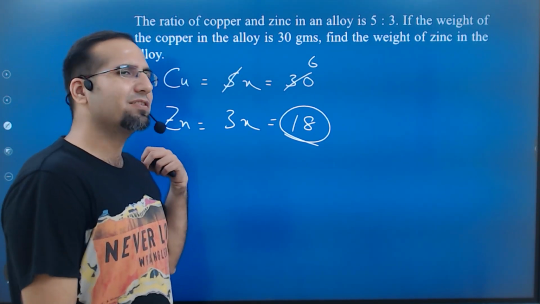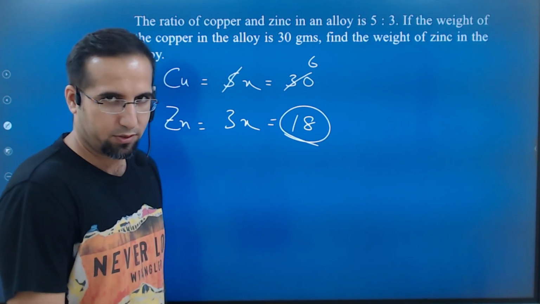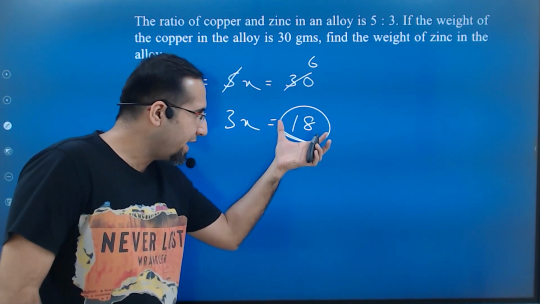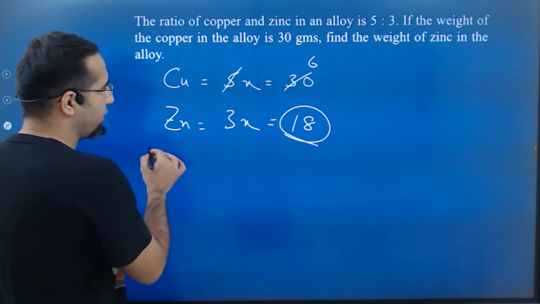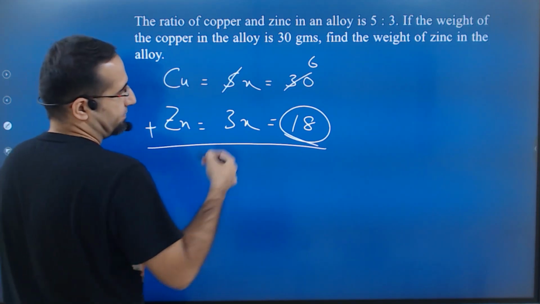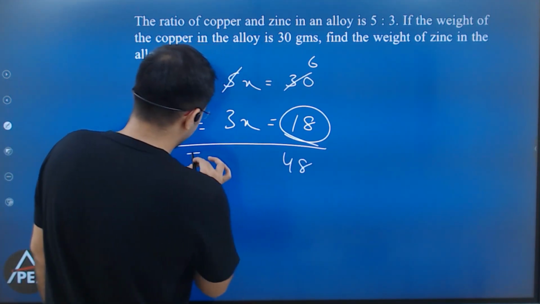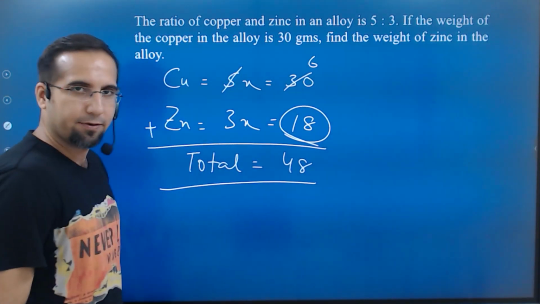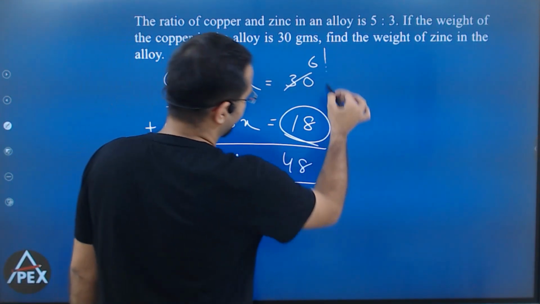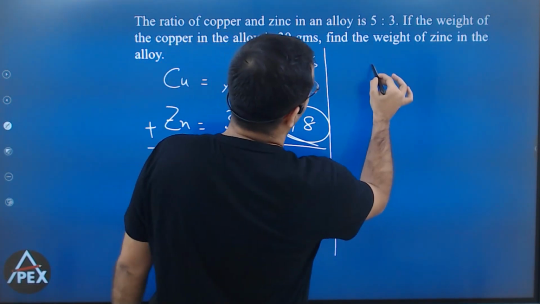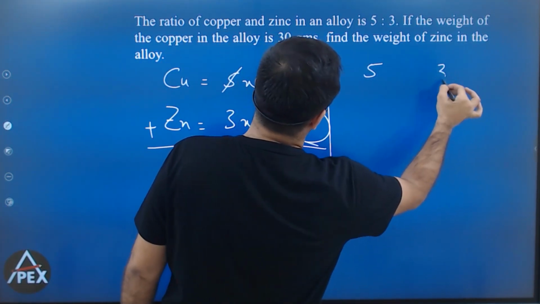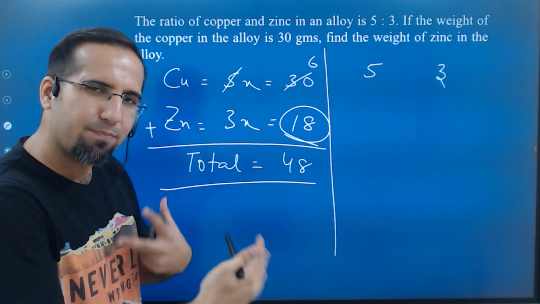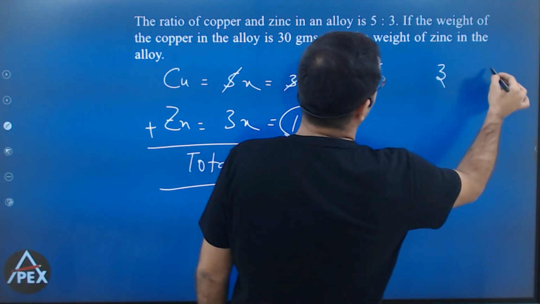Sometimes the question might ask you to find the total quantity of alloy. So there 30 plus 18 is equal to 48 is one way of solving it. Clear? Or there's a different way of solving ratios as well. Let's try to understand. The other way of solving ratio is, I know that this is 5 parts and this is 3 parts. Let's write 5 parts and 3 parts. And the total is 8 parts.